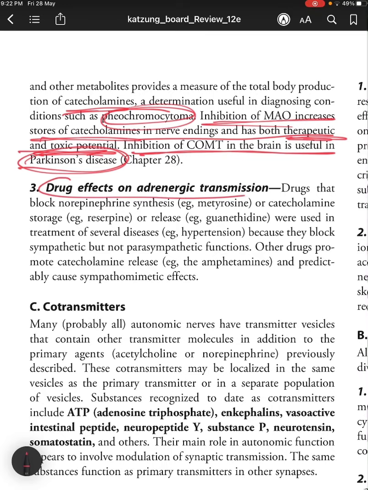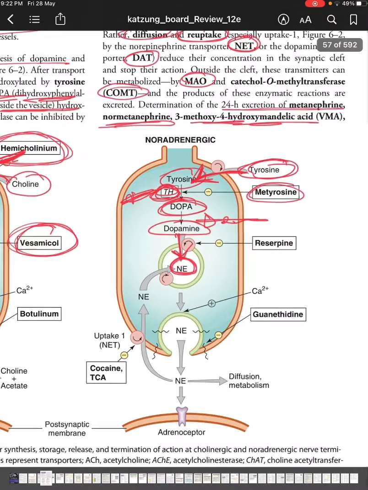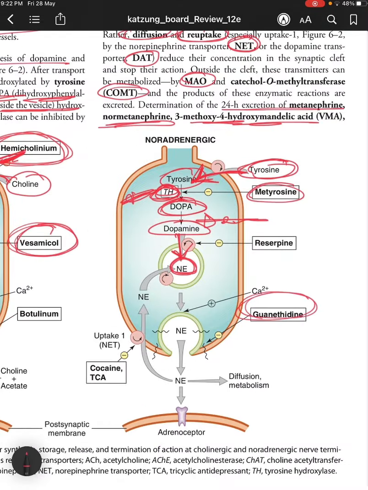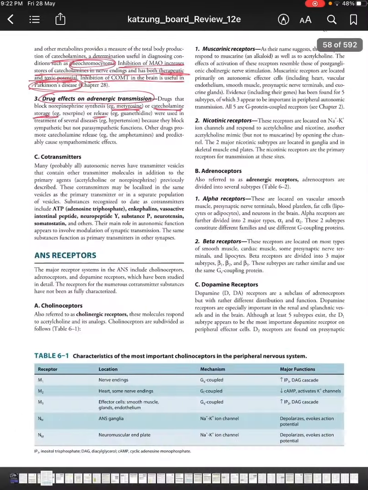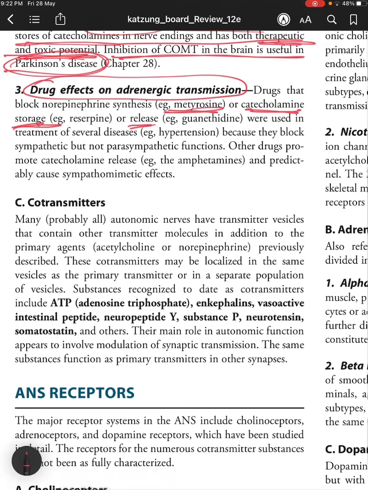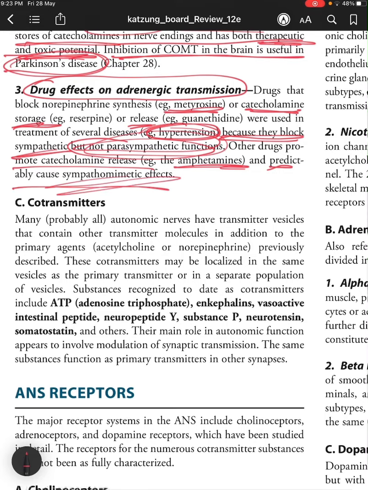So what are the drug effects on adrenergic transmission? Drugs that block norepinephrine synthesis such as metyrosine, which is preventing tyrosine hydroxylation, or catecholamine storage such as reserpine, or release such as guanethidine. So the release is being blocked by guanethidine, and entry into the vesicles is being blocked by reserpine. Guanethidine was used in the treatment of several diseases such as hypertension because it blocks sympathetic but not parasympathetic functions. Other drugs promote catecholamine release such as amphetamines and predictably cause sympathomimetic effects.